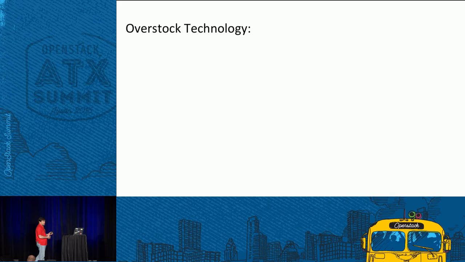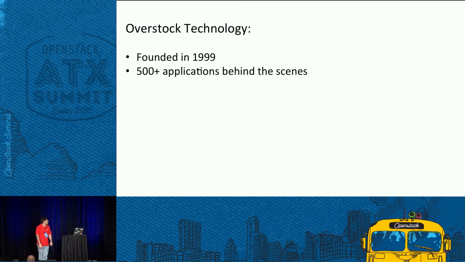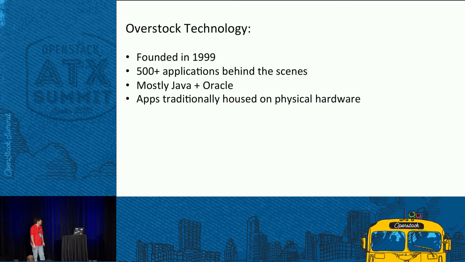Three of those are a little bit older, three of them are a bit newer, and we're in a transition stage between them. As a company, we were founded in 1999. We have some 500, 550 applications behind the scenes of all of the interfaces I just showed you, different applications responsible for shipping and rewards points and inventory and all these kinds of things that go on behind the scenes. Those applications are mostly Java with Oracle backends.